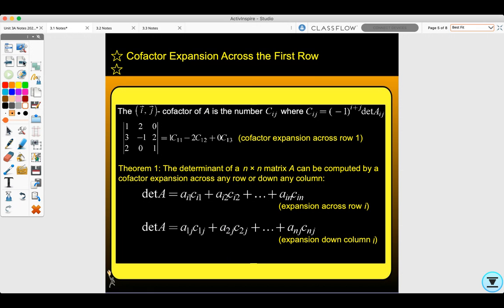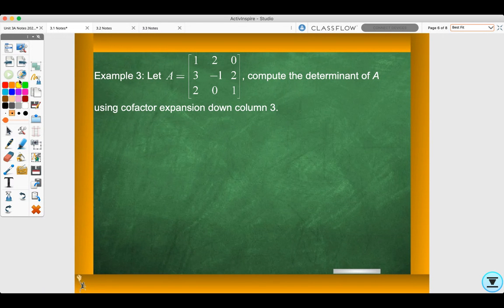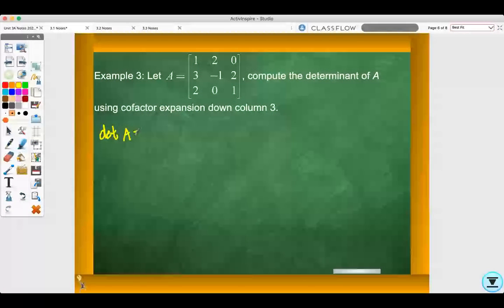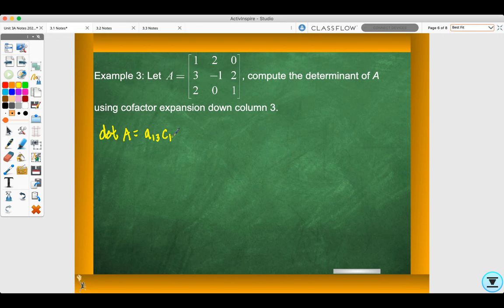So let's look at an example. Example 3, let A be this matrix, compute the determinant of A using cofactor expansion down column 3. So down column 3 means column 3 is going to be crossed out every time, so we'll be going across row 1, row 2, and row 3. So using the definition, the determinant of A would be a13 C13 plus a23 C23 plus a33 C33.